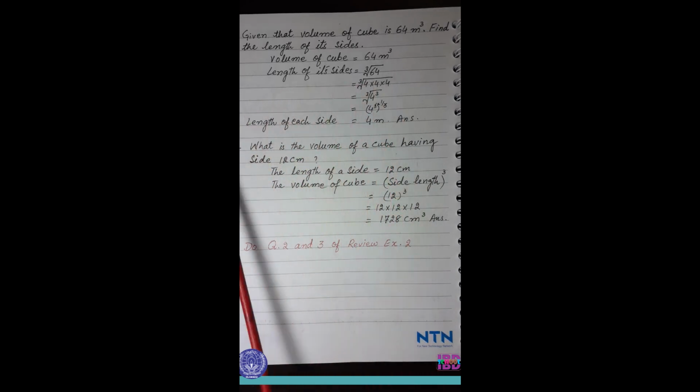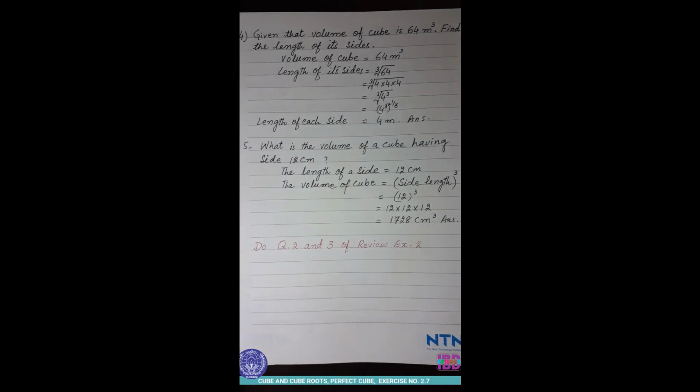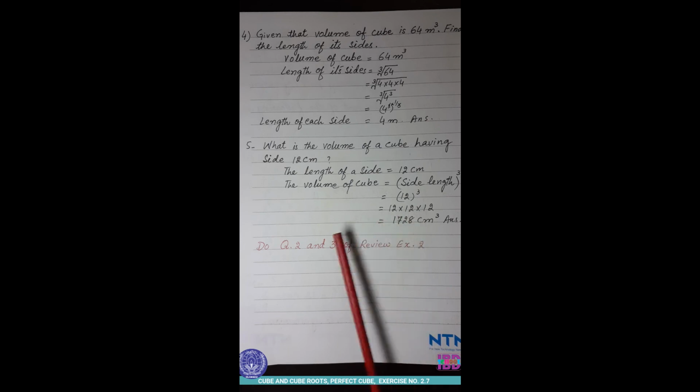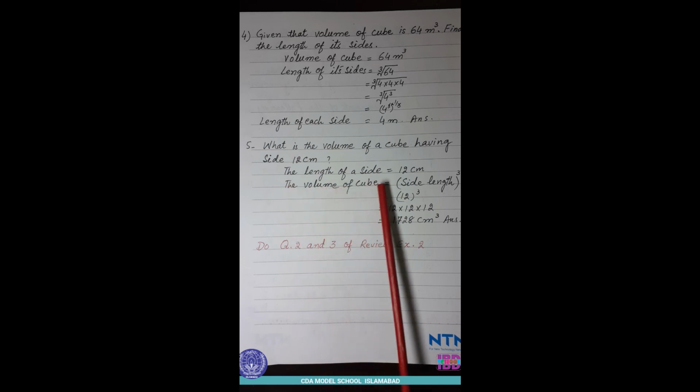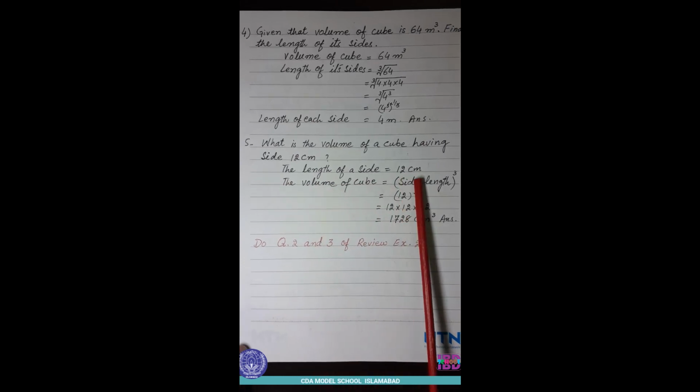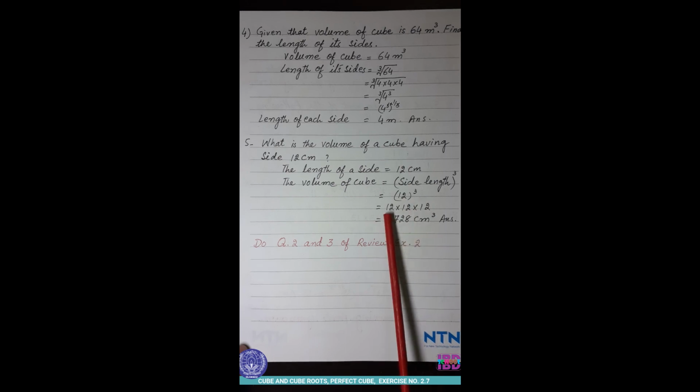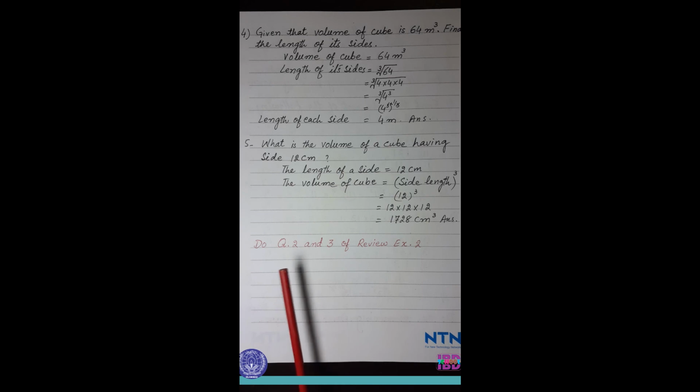Now question number 5. What is the volume of a cube having side 12 centimeter? Here the length of a side is equal to 12 centimeter. The volume of cube is equal to side length whole cube. Side length is 12. 12 cube is equal to 12 into 12 into 12, which is equal to 1728 centimeter cube. Here exercise 2.8 is completed.